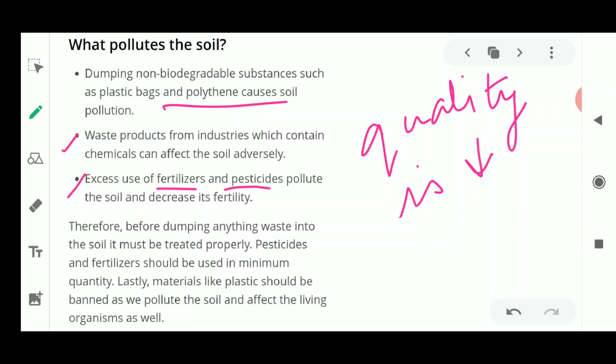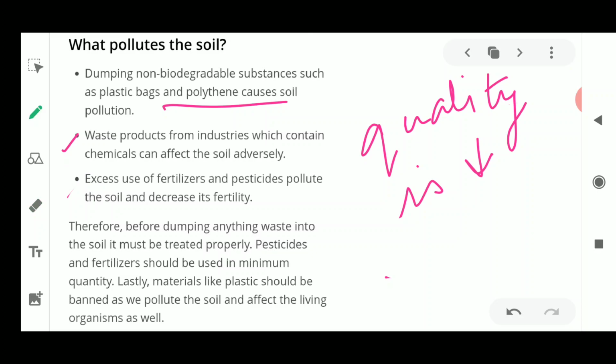Why? Because we add the pesticides on the crops, and sometimes they flow with the water, with rainwater, and also when we irrigate the crops. Now after irrigation, what happens? It dissolves in the water, and the water remains in the soil. It is again absorbed by the soil particles, which decreases the quality of the soil. So the excess use, meaning more use of fertilizers and pesticides, is going to pollute the soil, and it decreases the fertility.